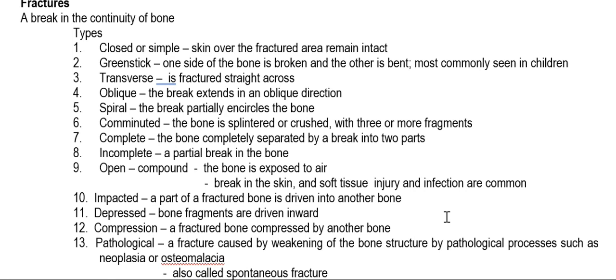Oh, from the word spiral, di ba? Ang comminuted naman, there will be crushed or splintered fracture with three or more fragments. And complete, we have the bone completely separate by a break into two parts. Kung incomplete naman, a partial break in the bone. Open or compound, we have the bone exposed to air.